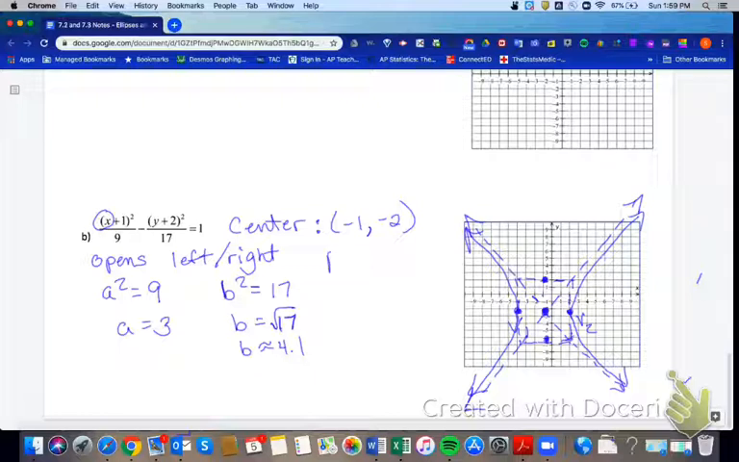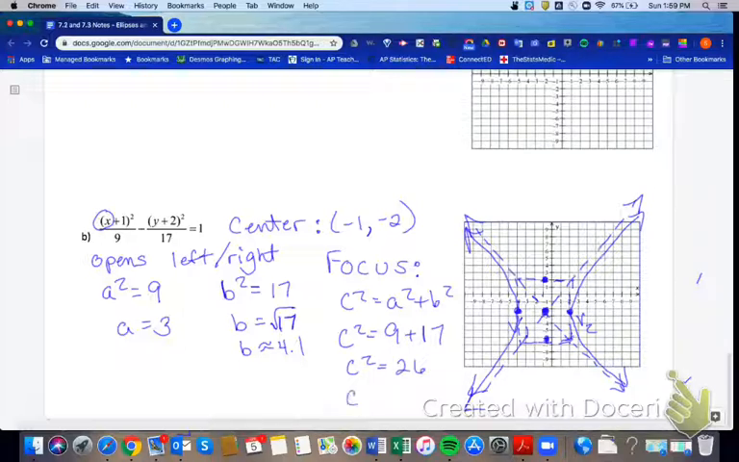Last, for the focus, c squared equals a squared plus b squared. That is 9 plus 17. So c squared equals 26. C equals the square root of 26, which is approximately 5.1. So from the center, we go to the right 5.1 and to the left 5.1.